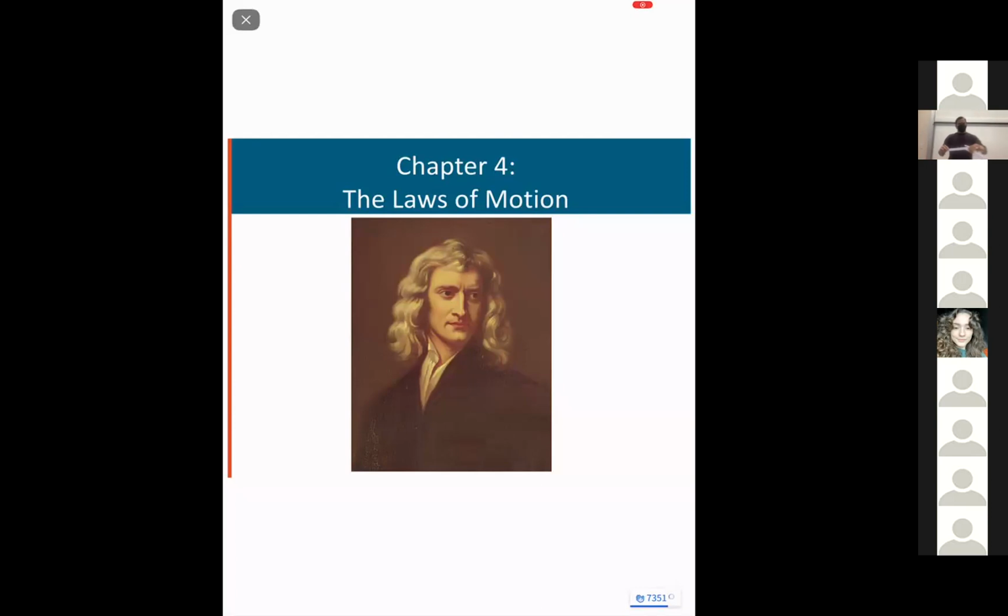All right, so today we're going to continue with chapter 4. We introduced Newton's second law in the last class. And today we're also going to finally talk about the theory of gravity in the Newtonian framework.